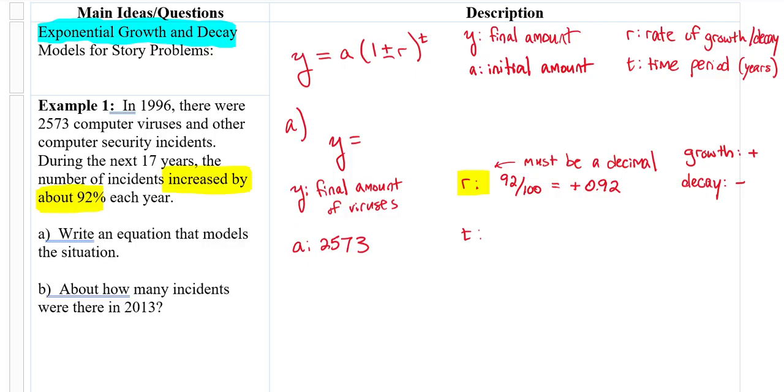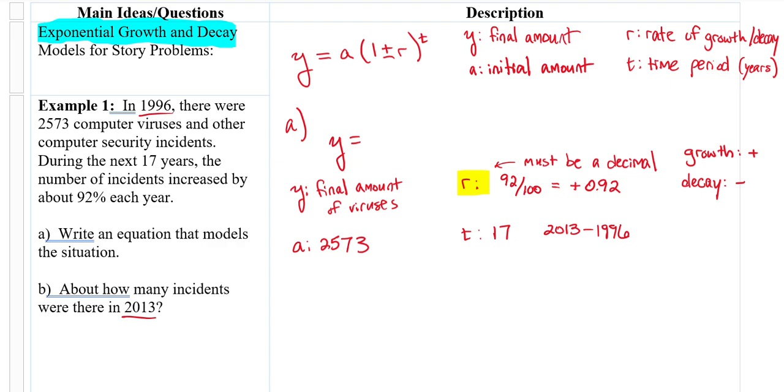Lastly, we need T. So what is the time period that this example problem is taking place over? Now, you're looking for the number that has the years attached to it. So that is going to be 17. Now, another way I could have gotten that is by taking the final year that we were tracking computer viruses, which is 2013, and the initial year that we started, 1996. Same thing. I can take 2013 minus 1996, and that would give me 17 as well.